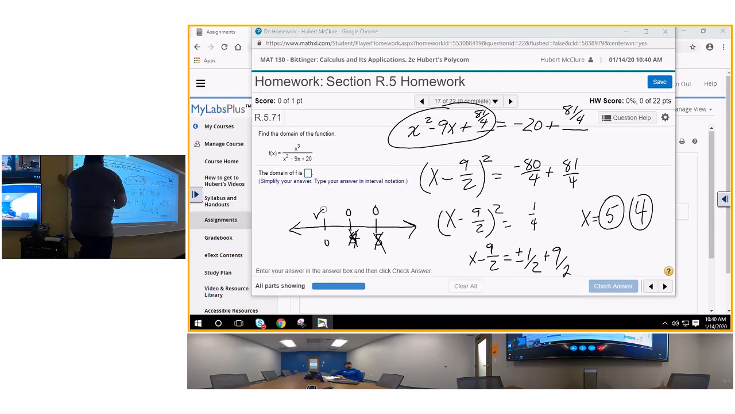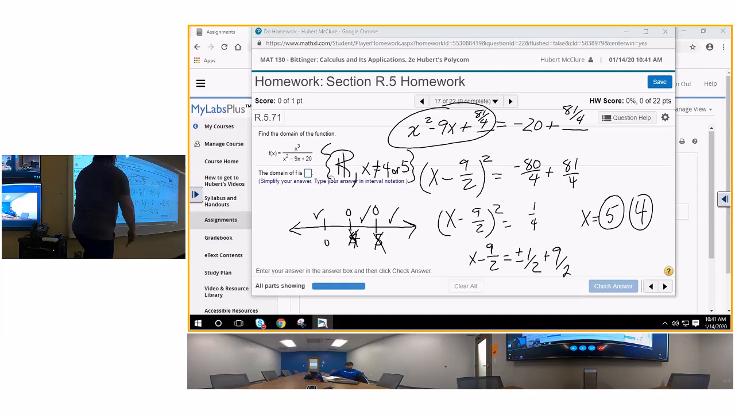Negative 20.25 plus 20. It's a negative, so that's okay. And here is okay. So technically, we can use anything, but we can't use 4 and what? So all reals except x cannot equal 4 or 5.